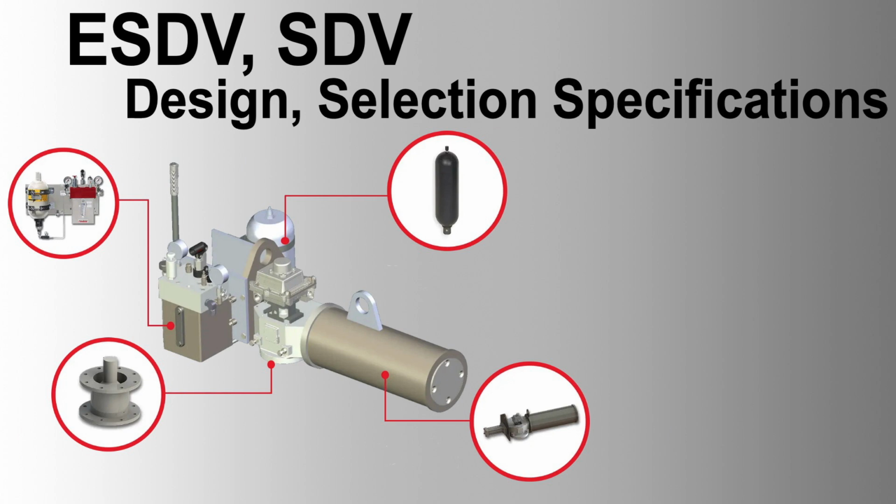Selecting and designing ESDVs and SDVs for upstream oil and gas facilities involves considering the fluid properties, operating pressures, and environmental conditions. Ensuring the right materials, robust construction, and reliable instrumentation are crucial for maintaining safety and operational efficiency in these facilities.